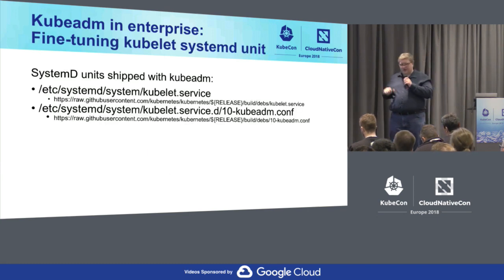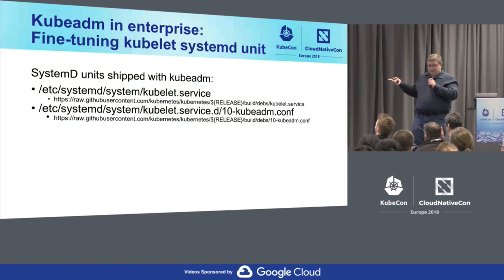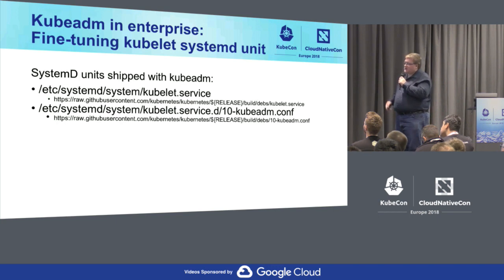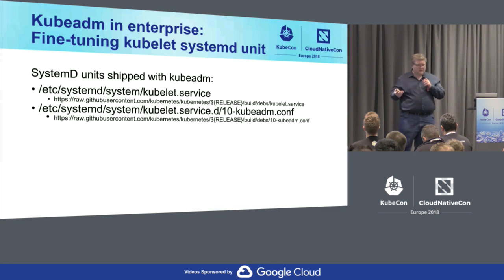So our packages provide two systemd startup files. One for kubelet and one for a set of parameters which kubeadm is expecting, for example, like bootstrap config for kubelet. So you can get it from the packages. You can get it also from the corresponding release, from the corresponding branch of our Git tree. The thing is, those parameters are most probably not the ones which you want to use.